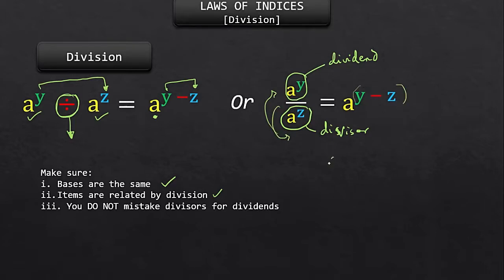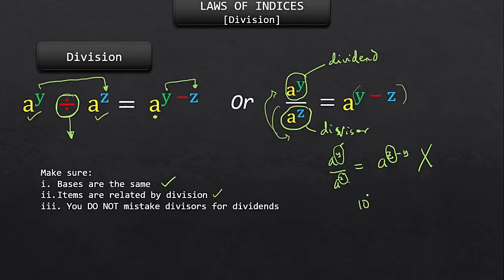So if you say a raised to power y over a raised to power z is equal to a raised to power z minus y, then you've got it wrong. So try as much as possible to make sure that this one at the top is the one that comes first before this one.